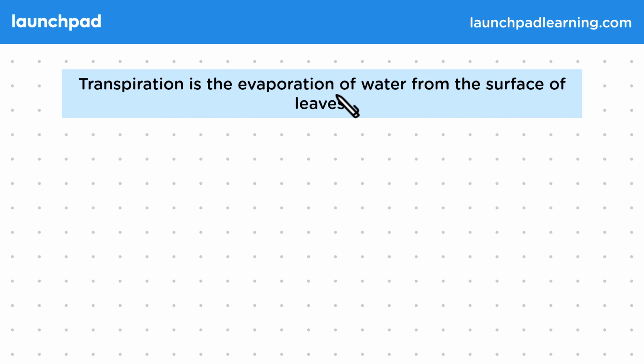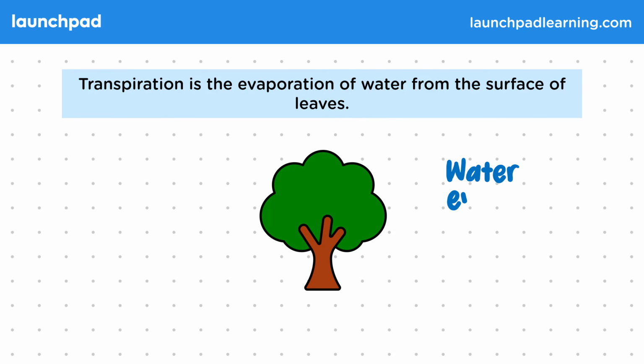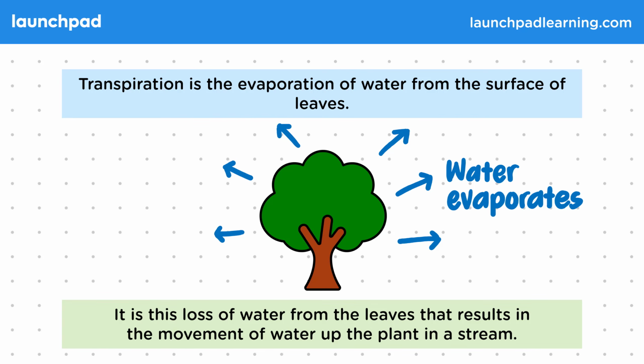Transpiration is the evaporation of water from the surface of leaves. For the exam, you need to be able to define transpiration as the evaporation of water from the surface of leaves. So when water does evaporate from leaves, it goes out into the air surrounding the plant. It is this loss of water from the leaves that results in the movement of water up the plant in a stream. But how does this process create a stream?